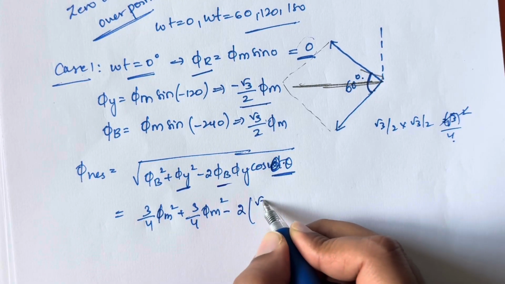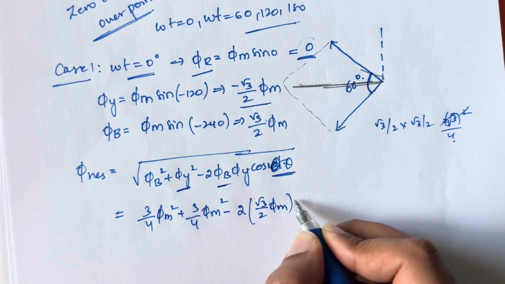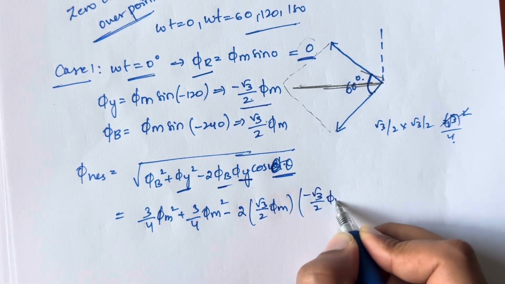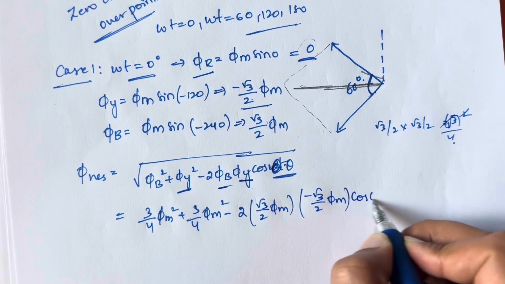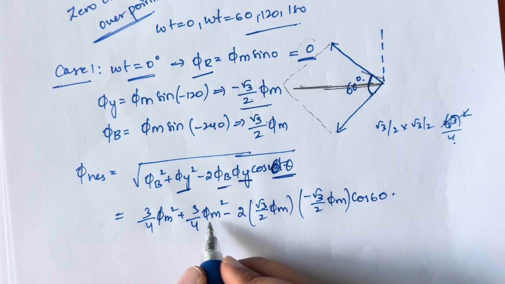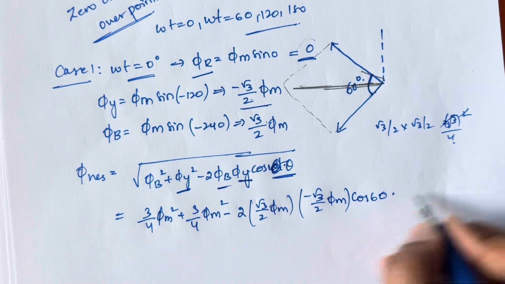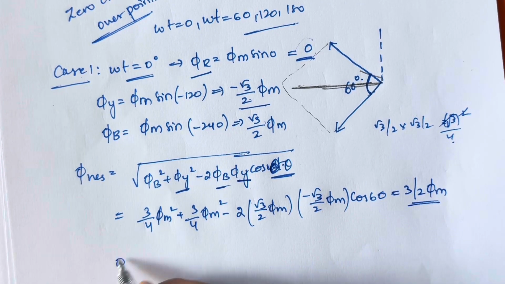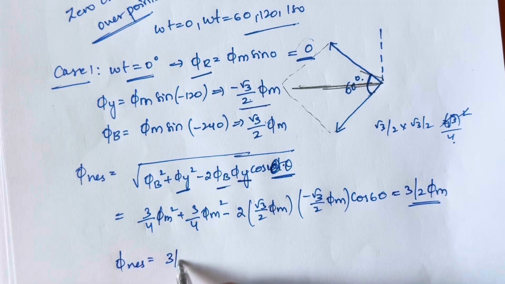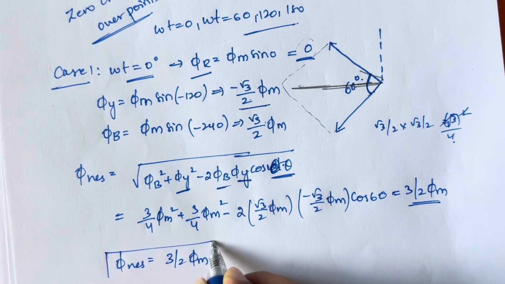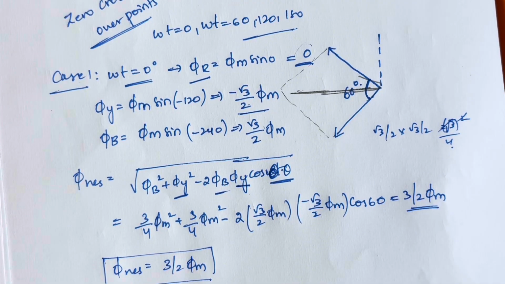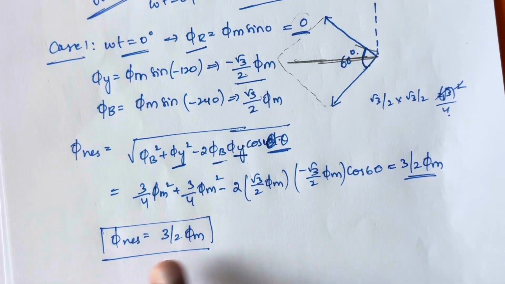phi b, which is root 3 by 2 phi m, and phi y, which is minus root 3 by 2 phi m, and also cos 60. If you do the entire thing, you will get the answer as 3 by 2 phi max. So phi resultant is equal to 3 by 2 phi max. This is case 1, when the omega t value is equal to 0.